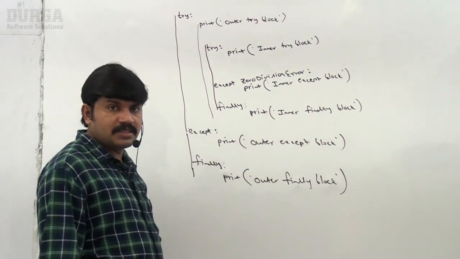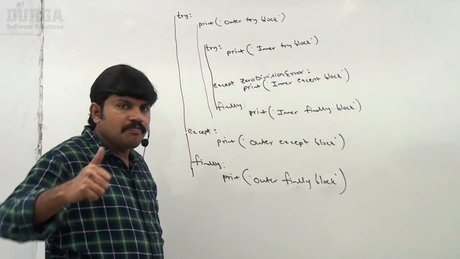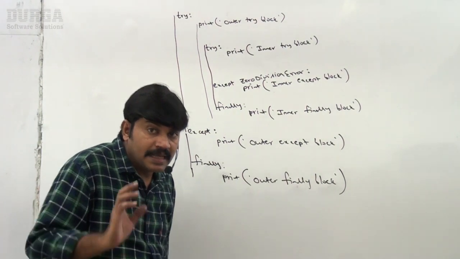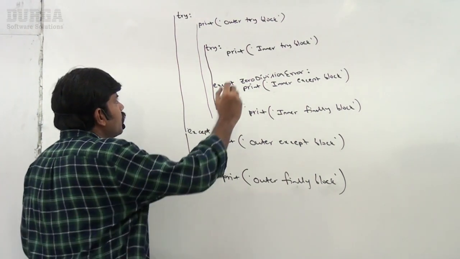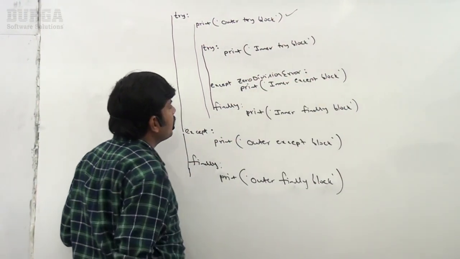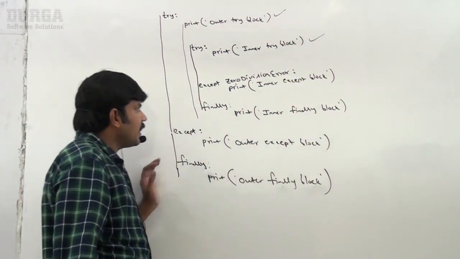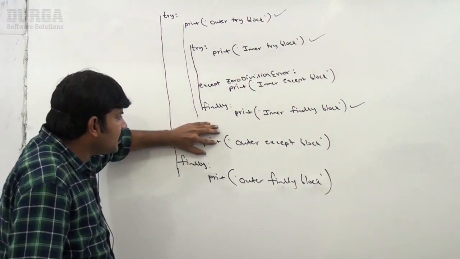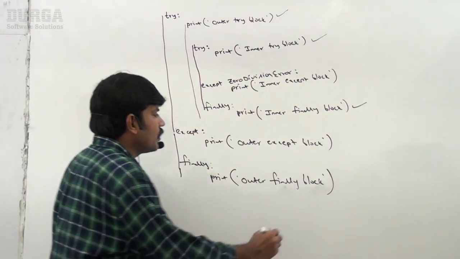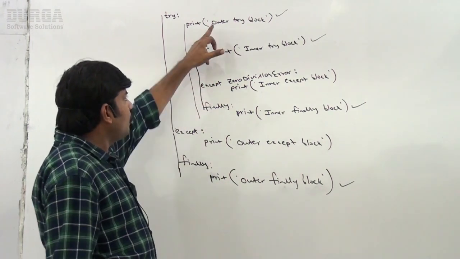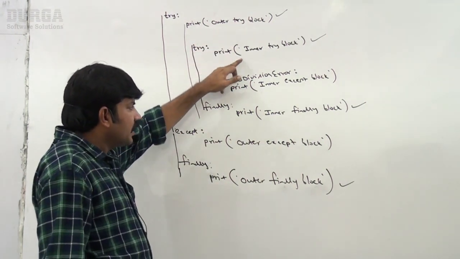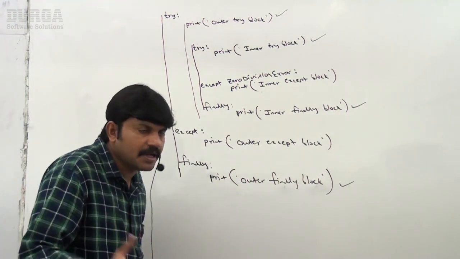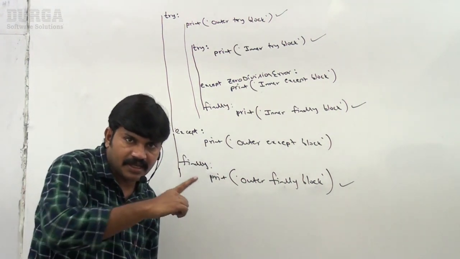No exception. If there is no exception, simple thumb rule: except blocks won't be executed. That's why this will be executed: outer try block, and then inner try block. Next the except block won't execute. Inner finally block. Next this except also won't execute. Now outer finally block. So the answer is outer try block, inner try block, inner finally block, outer finally block. These four statements will be printed because there is no exception. Any doubt about this one?